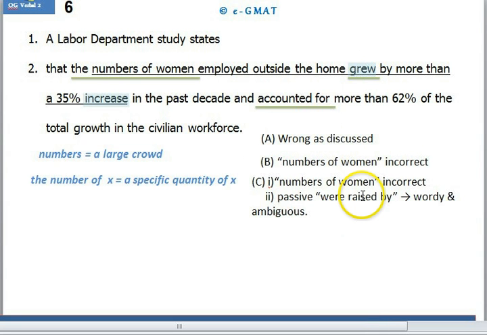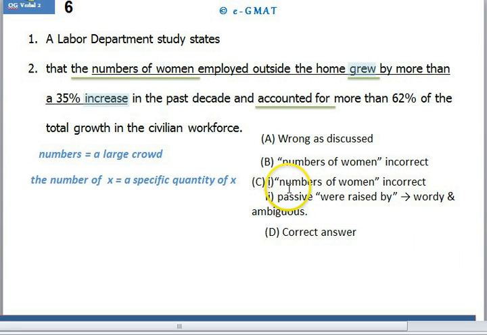Now this expression in passive voice is wordy as well as ambiguous. Why ambiguous? Because it may indicate the level of increase as intended by the sentence, but it can also mean, nonsensically, that more than 35% actually did the action of raising the number. So C is disqualified.